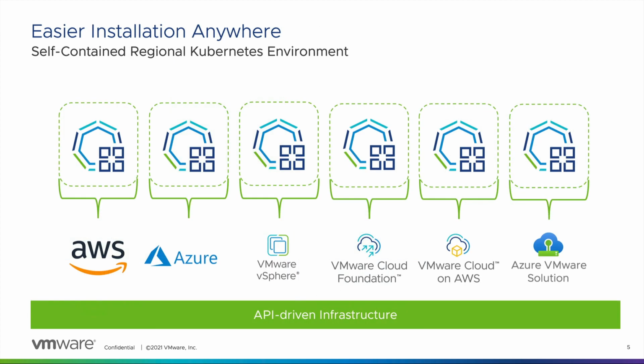Tanzu Kubernetes Grid achieves operational parity on any supported infrastructure. Managing Kubernetes clusters running natively on AWS is the same as managing Kubernetes clusters with your on-premise vSphere environment. Each is a self-contained regional Kubernetes environment that can be managed and operated independently.